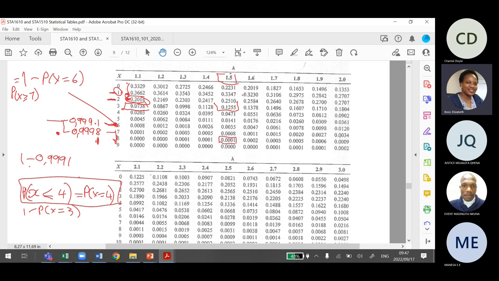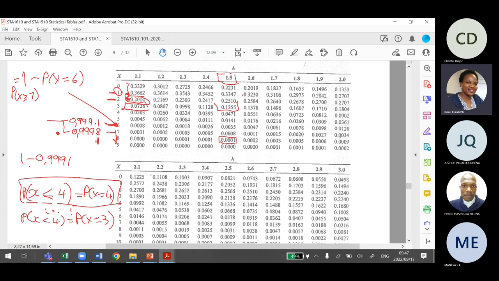But if it says it is less than 4 on your table, then it will be different. You need to treat it differently. If the question is the probability that x is less than 4, then on your table it will not be equal to 4. It will be the probability of x equal to 3, because it's cumulative. When you are at 3, it includes 3, 2, 1, and 0. Right? Oh, yes, I see that. Thank you.